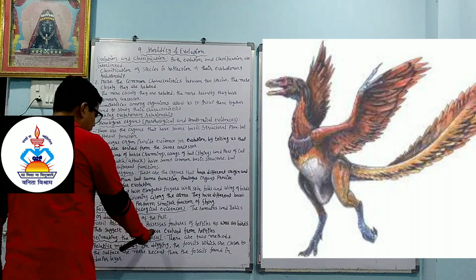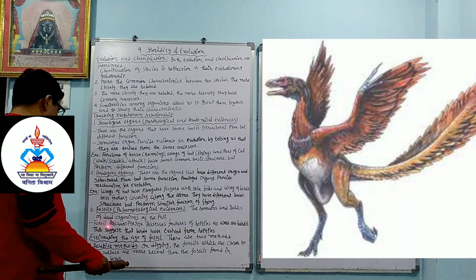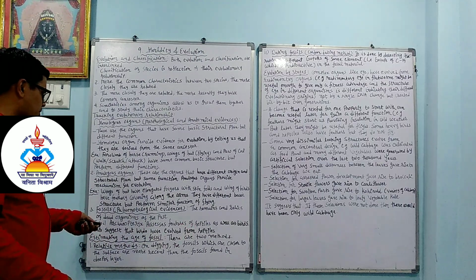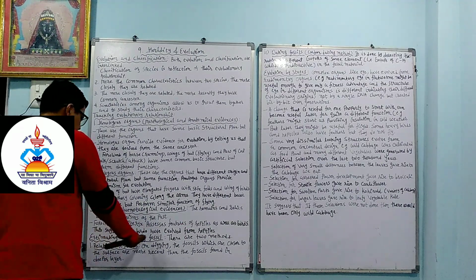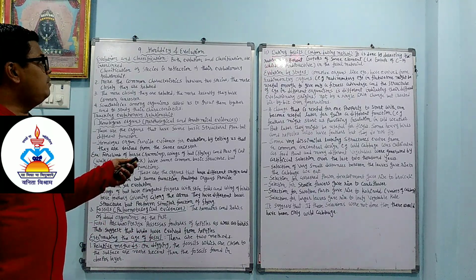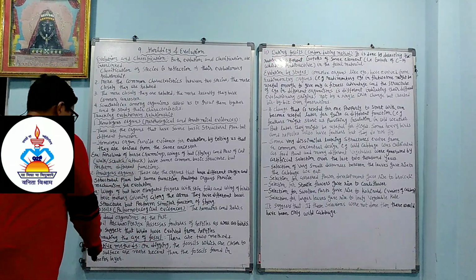This suggests that birds have evolved from the reptile. So from this Archaeopteryx, we can suggest that the birds have evolved from the reptiles. Estimating the age of fossil. So we have different methods. The first is the relative method of dating fossils.